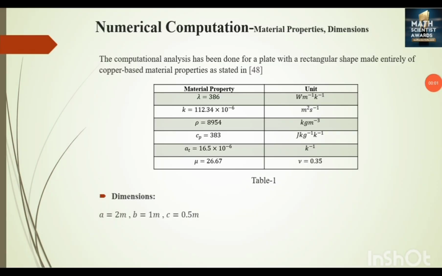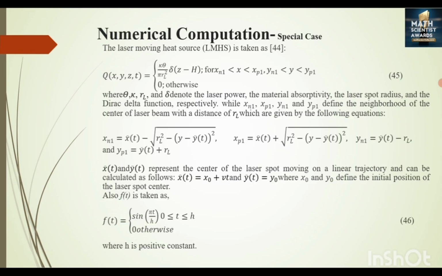Next, we go to the numerical computation. The computational analysis has been done for a plate with a rectangular shape made entirely of copper-based metal with properties as stated in reference number 48. Here table 1 shows the metal properties with their corresponding units as well as the dimensions.